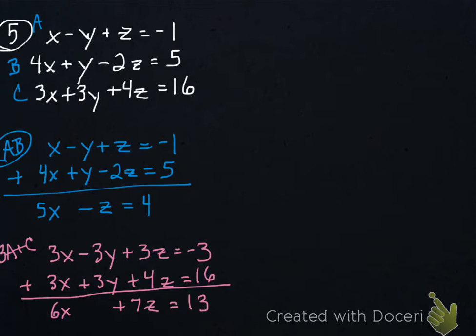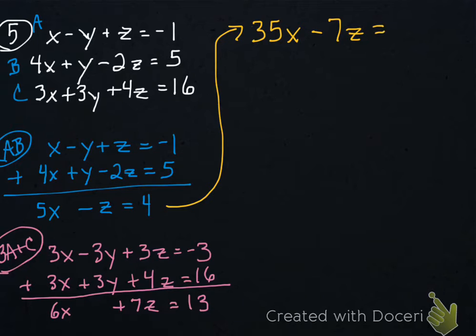It's a little crazy, but when I look at the two answers that I've got, notice that in one of them I have a negative z, and in the other one I have a 7z. So let's take the negative z, and we're going to come up and multiply that by 7. So what would we have? We'd have 35x minus 7z equals 28.